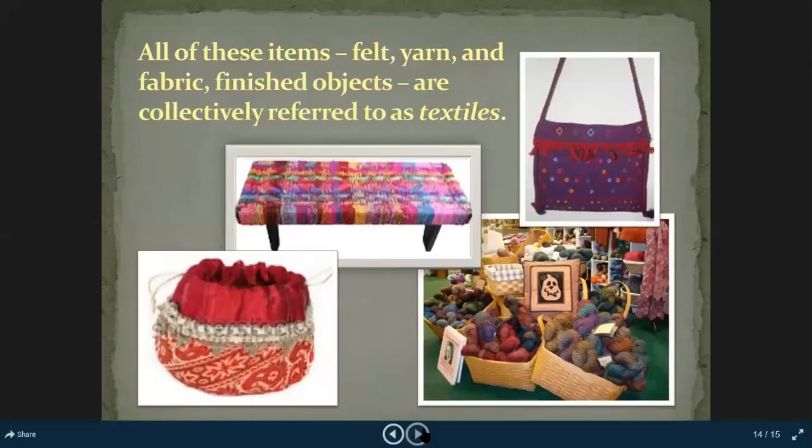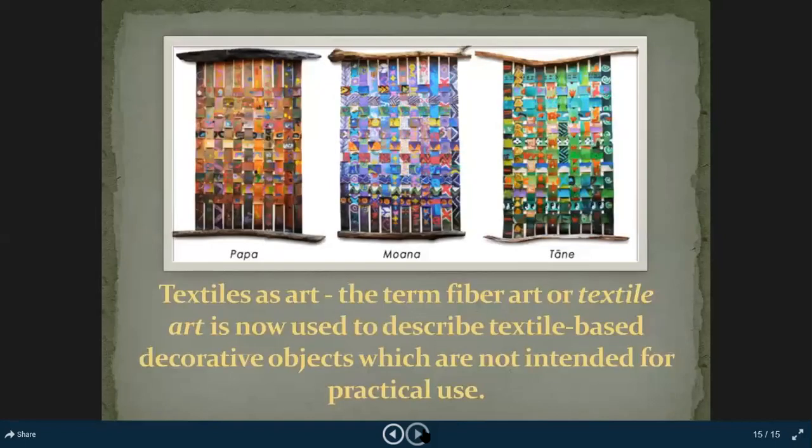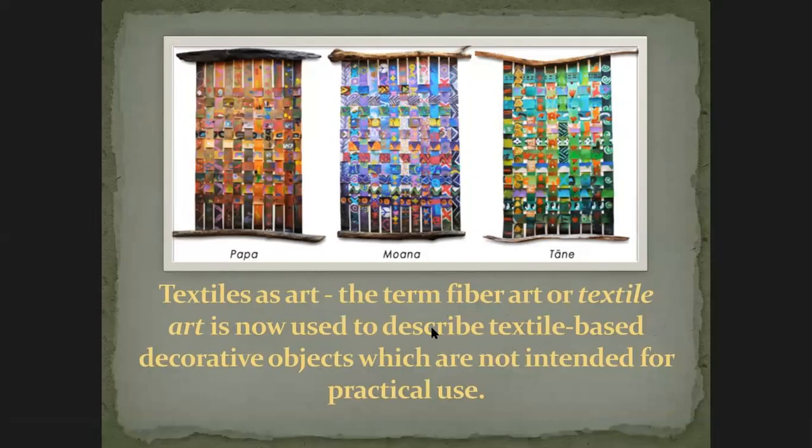All these items of yarn, fabric, and finished objects are collectively referred to as textile arts, as stated in the earlier part of our discussion. The term fiber art or textile art is now used to describe textile-based decorative objects which are not intended for practical use. We have Kappa, Moana, and Sand. These are just examples of the fiber or textile art that is described as textile-based. So you can see that it's a textile-based decorative object.